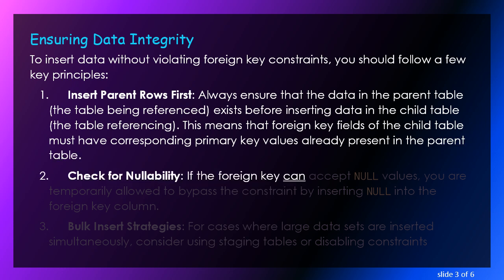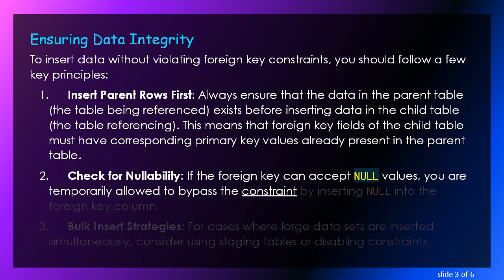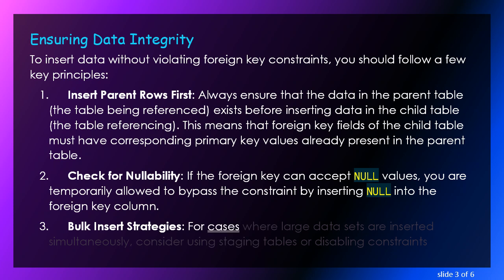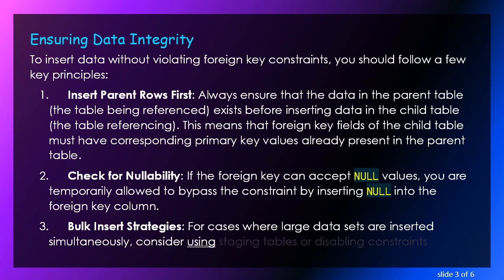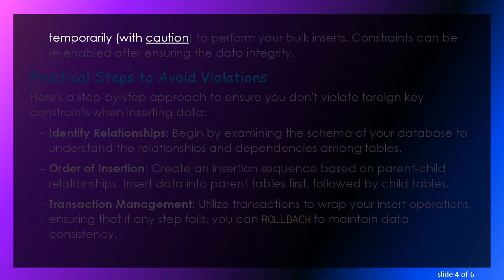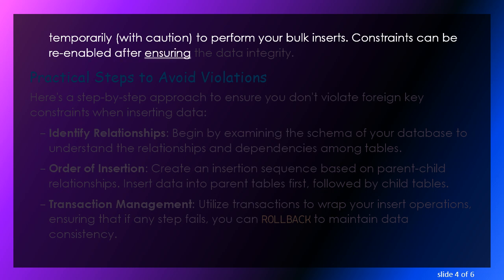Check for nullability. If the foreign key can accept null values, you are temporarily allowed to bypass the constraint by inserting null into the foreign key column. Bulk insert strategies. For cases where large data sets are inserted simultaneously, consider using staging tables or disabling constraints temporarily, with caution, to perform your bulk inserts. Constraints can be re-enabled after ensuring the data integrity.